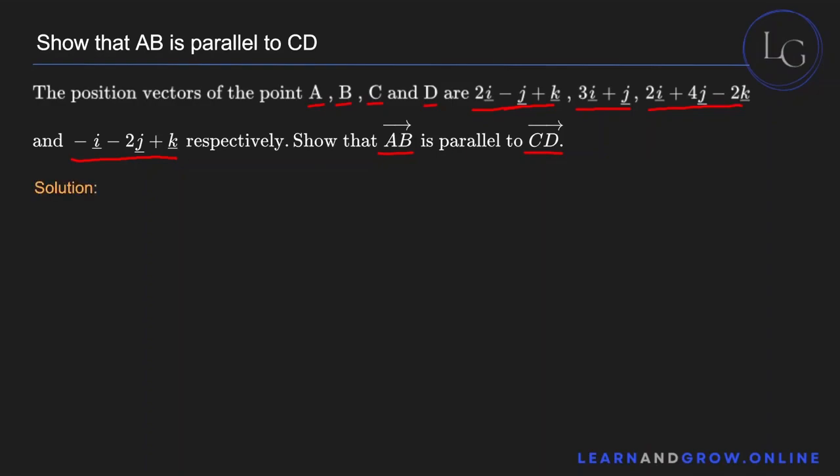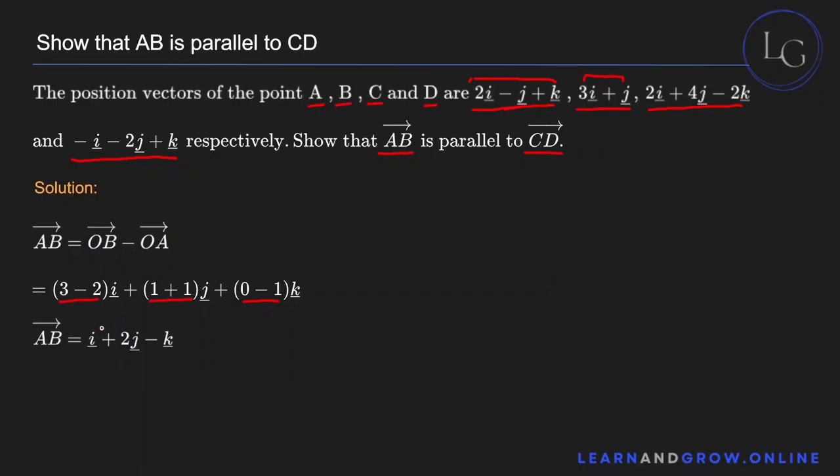Now, the vector AB is obviously equal to OB minus OA. We know that the vector OB is this, 3i plus j. And we know that the vector OA is this, 2i minus j plus k. Now simply just subtract OA from OB. So the x component of B minus the x component of A with i, the y component of B minus the y component of A into j, and the z component of B minus the z component of A into k. And that gives you this. So the vector AB is equal to i plus 2j minus k.